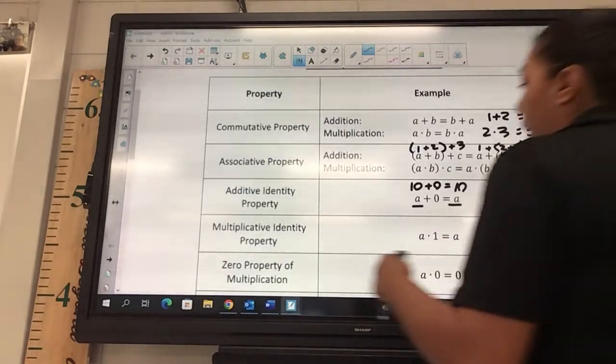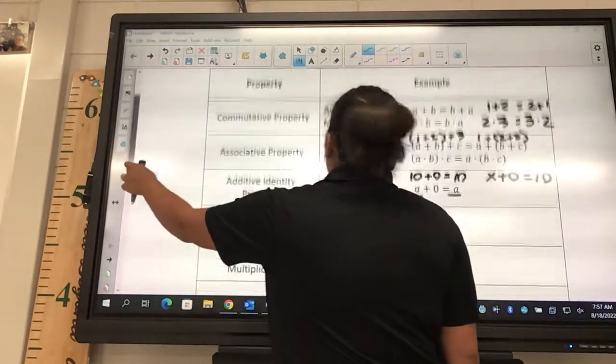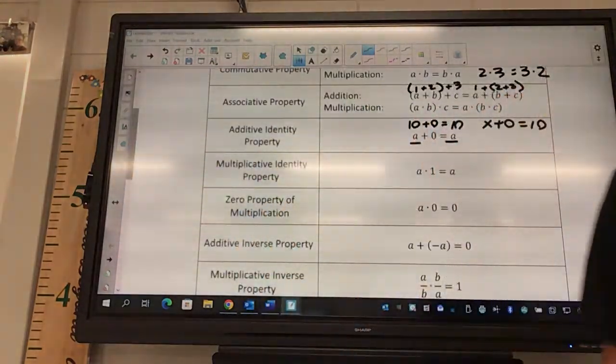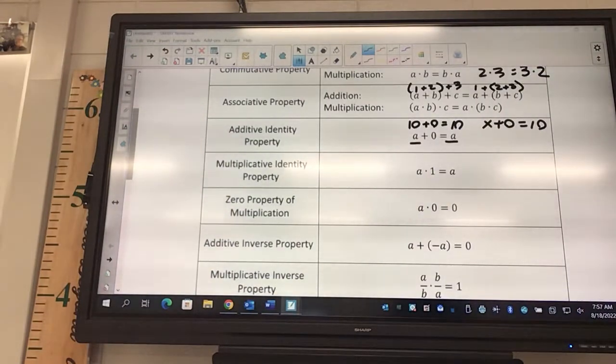Additive identity property. The multiplication property, anything times what is what? Anything times 1 is what? Itself. Okay, and so that's what they're saying. The 0 property of multiplication, anything times 0 is 0.